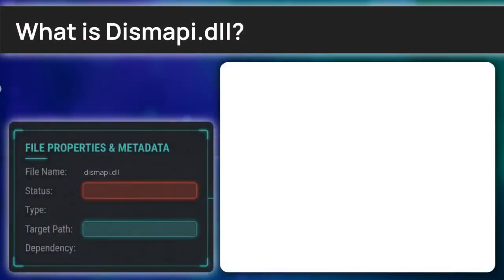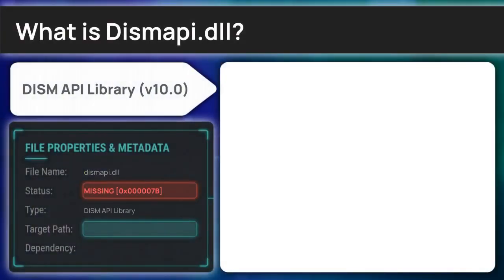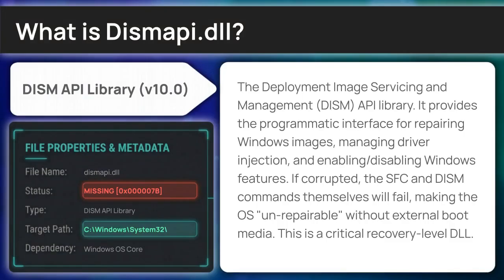This is the DISM API module, the Deployment Image Servicing and Management DISM API Library. It provides the programmatic interface for repairing Windows images, managing driver injection, and enabling and disabling Windows features. If corrupted, the SFC and DISM commands themselves will fail, making the OS unrepairable without external boot media. This is a critical recovery level DLL.